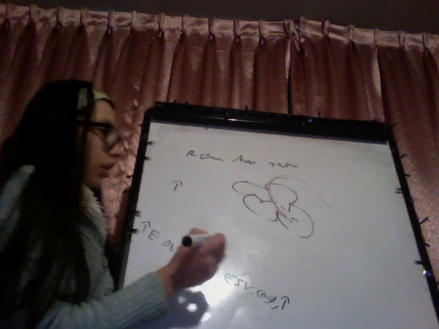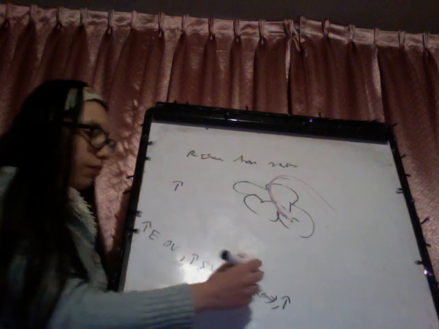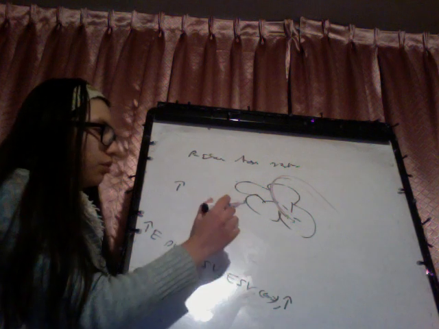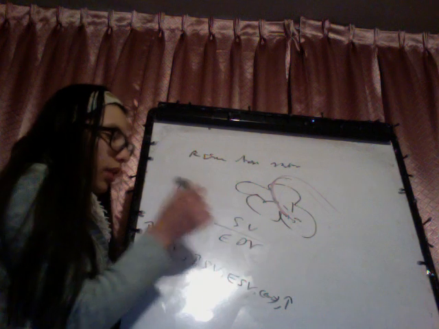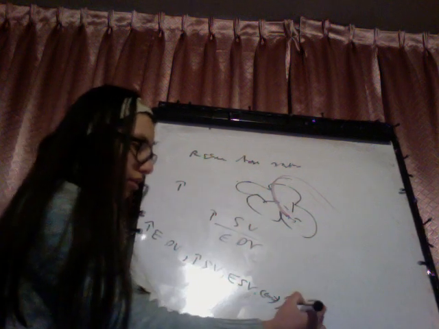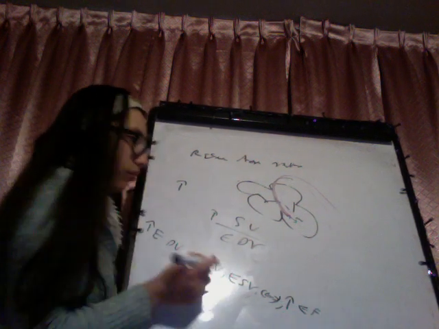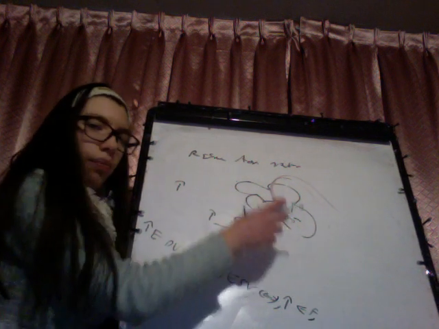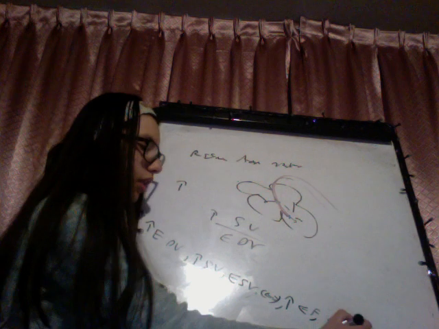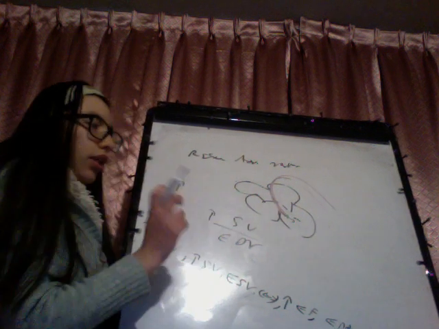Next, the ejection fraction. Ejection fraction is the stroke volume divided by the end diastolic volume. Usually, this is a little increased ejection fraction. Next, the end diastolic pressure of the ventricle. End diastolic pressure is usually normal.